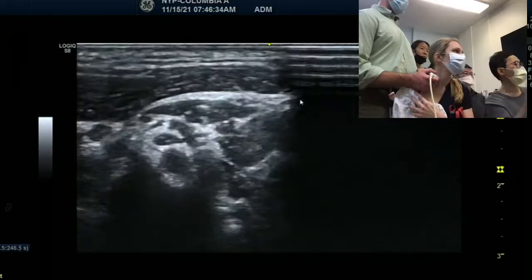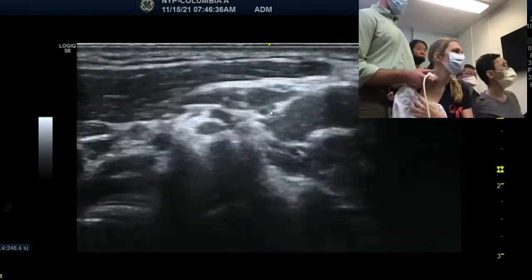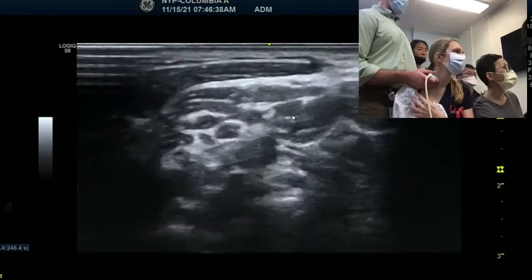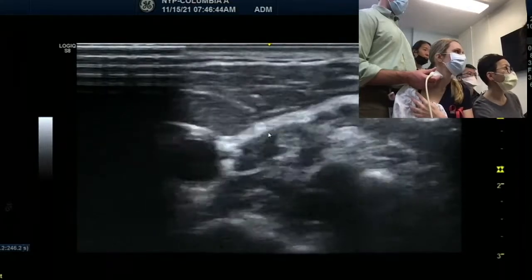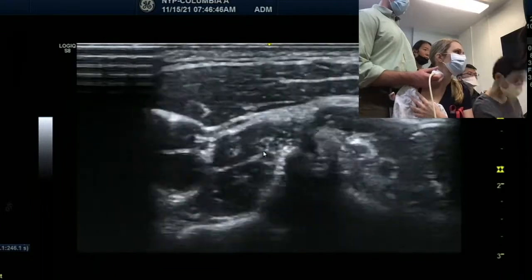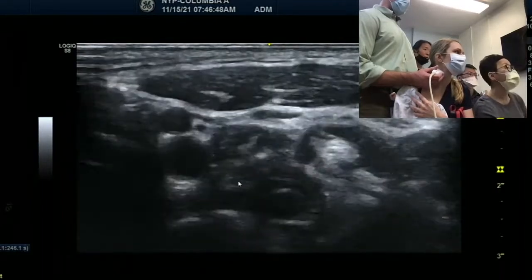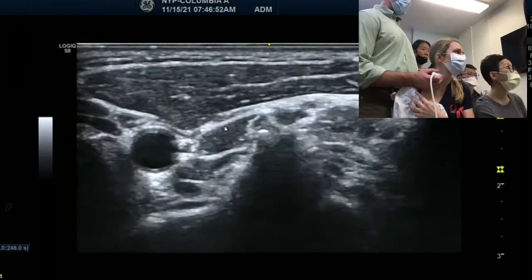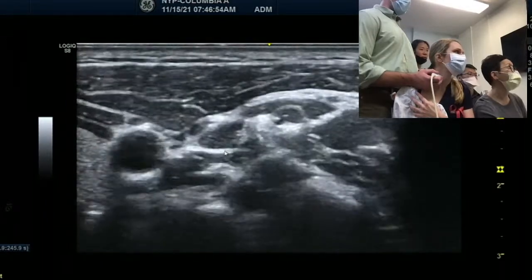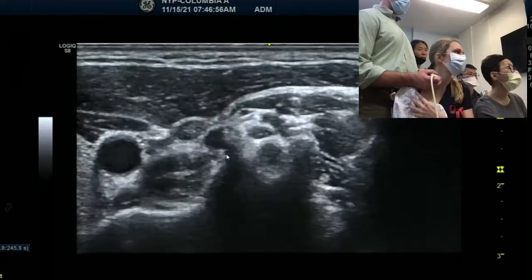It depends on how you guys put the probe, or I cannot tell what is the anterior scalene. The anterior scalene is almost hiding here. I think it's the posterior. Yeah, this looks like the anterior scalene, but then where does it go? Here. Okay, it's still there, just small. Okay. It's coming here.